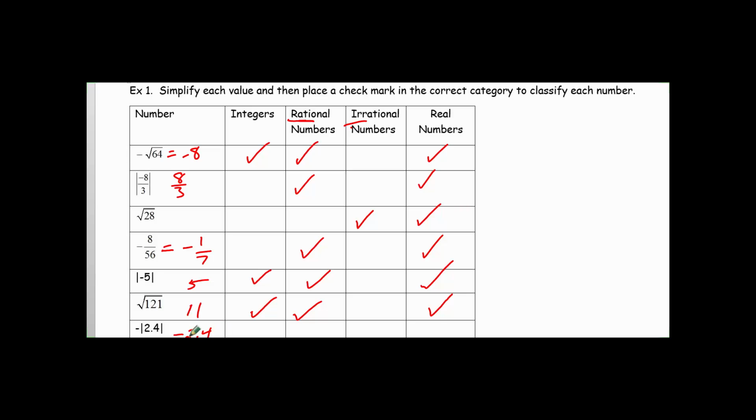Integers do not have decimals, do not have fractions. So it's not an integer, it's a rational number. Rational numbers count all decimals and fractions. Can't be rational, it's got to be real.